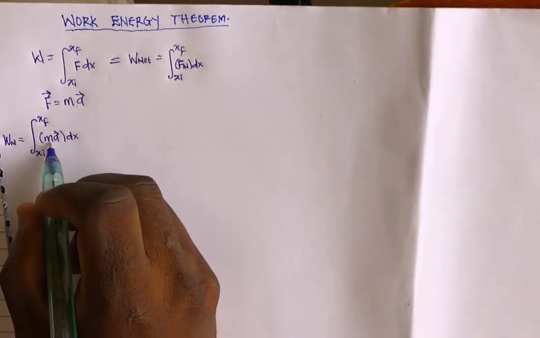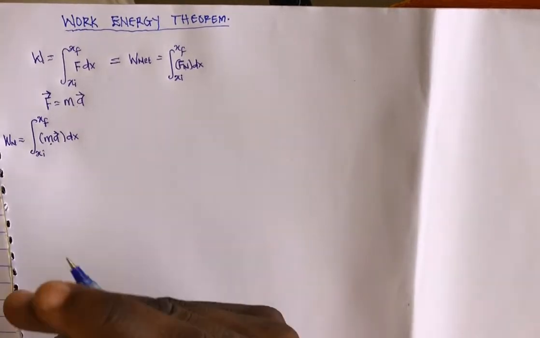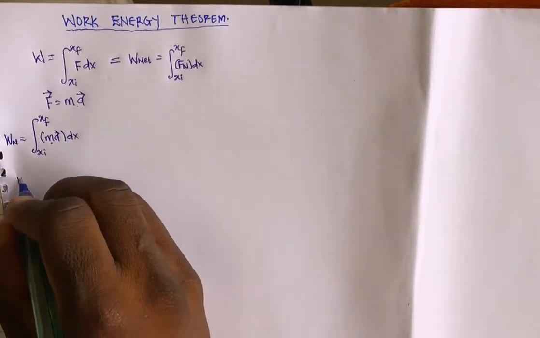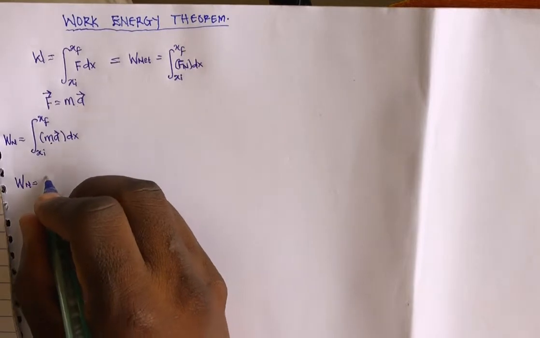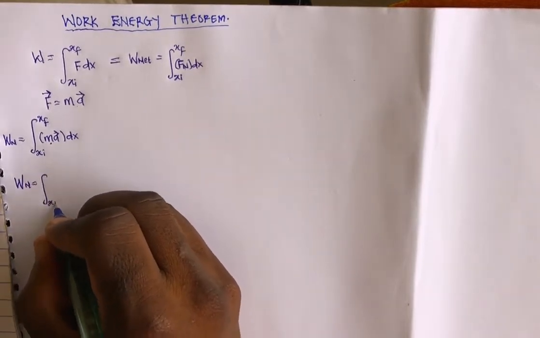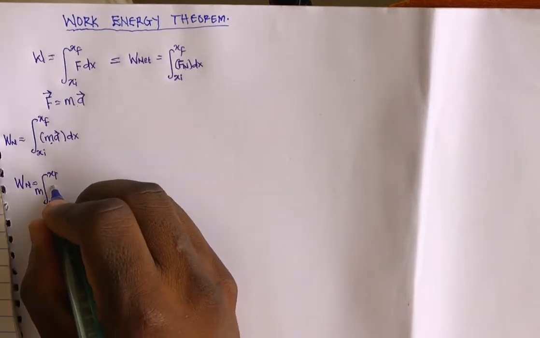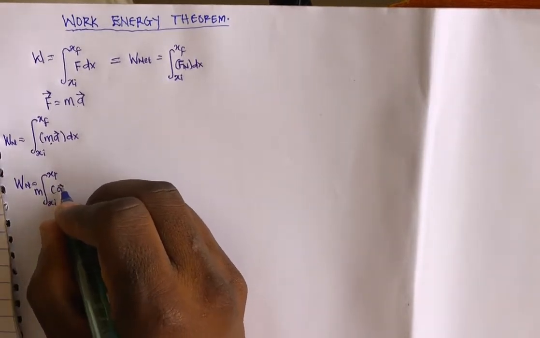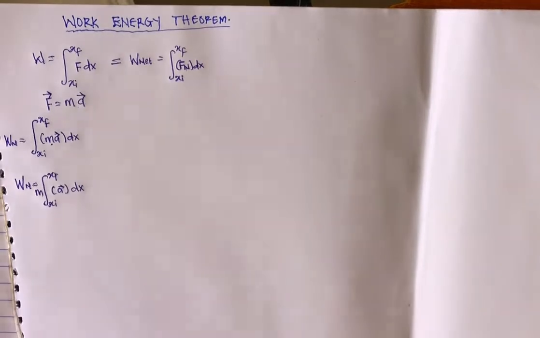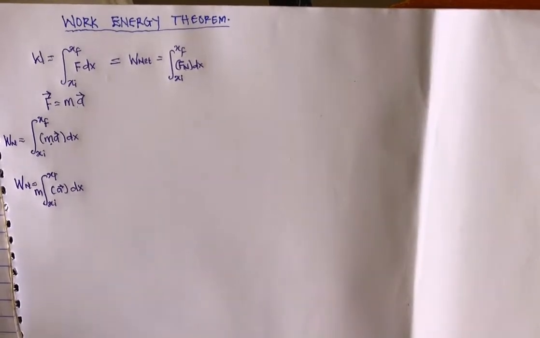Then I can simply bring the mass outside, because mass is a scalar quantity. Here we have net work done equals the integral from initial position to final position, with mass outside and acceleration with respect to position. But in this case, I still cannot integrate acceleration with respect to position.